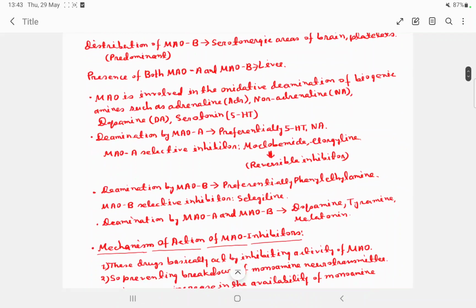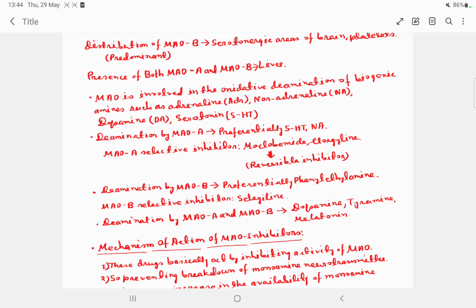Now, MAO A preferentially deaminates serotonin and noradrenaline. And there are some selective MAO A inhibitors, for example moclobemide and clorgyline. These are reversible inhibitors of the monoamine oxidase A enzyme. Then, phenylethylamine is preferentially deaminated by MAO B. The MAO B selective inhibitor is selegiline.